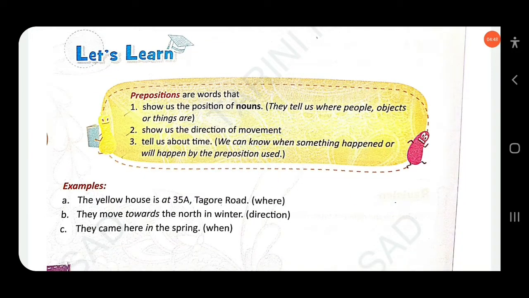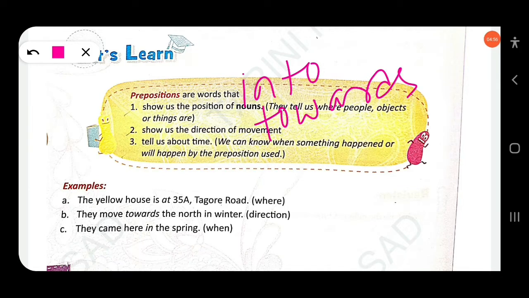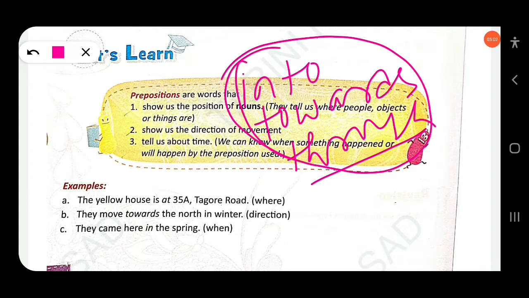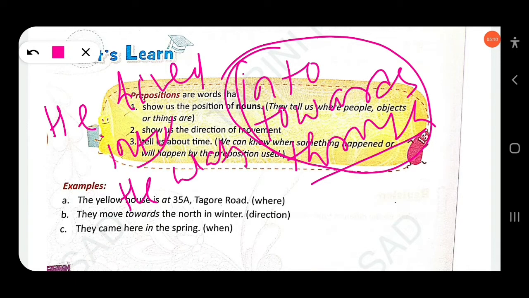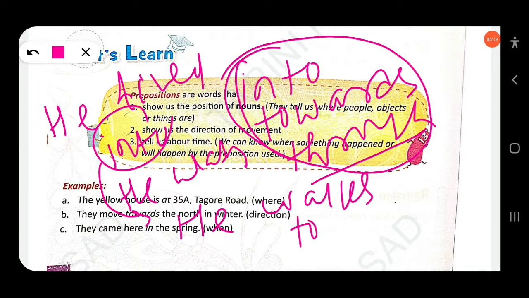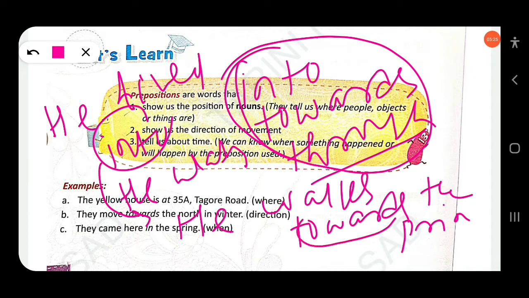Prepositions also show us the direction of movement. Direction of movement means we use words like into, towards and through. For example: He dived into the water. Here into indicates one type of movement. He walks towards the principal's office. Here towards is a preposition of direction.